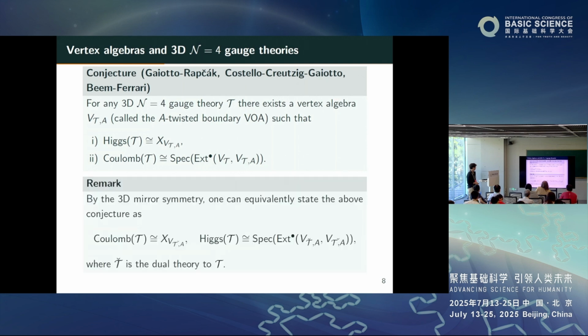And also, if you use 3D mirror symmetry, this statement can be equivalently stated. What is the associated variety? It's the spectrum of a Poisson algebra. Zhu associates a finitely generated Poisson algebra to any vertex algebra, and you just take its spectrum. It's very easy to define, but I'm not going to give you the definition.